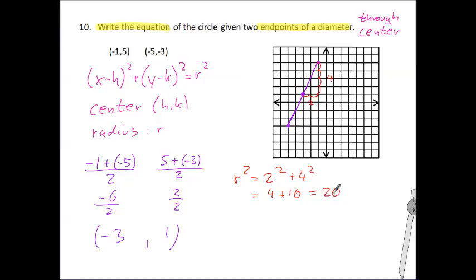And remember, we don't even need to know that the radius is actually the square root of 20, or even simplify the radical. All we need is our r squared for our equation, which goes (x minus negative 3), so x plus 3, squared, plus (y minus 1) squared is equal to 20.